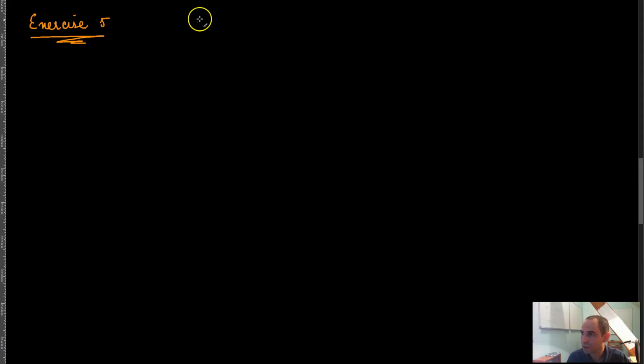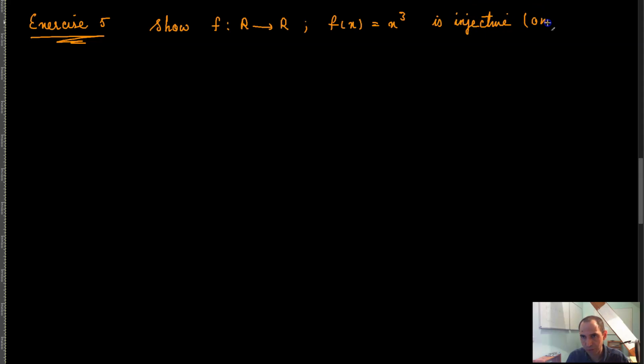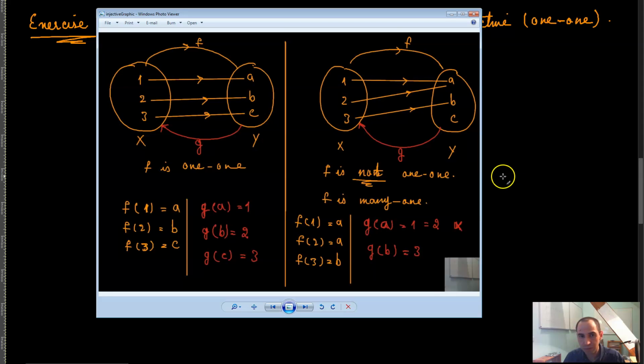Suppose that you want to show that f as a function from R to R, given by f of x is equal to x cubed, is injective. Of course, you know that injective means one-one. One-one means that your function looks like this and not something like this, where, for example, f of 1 is equal to a and f of 2 is also equal to a. f of 1 has to be a, f of 2 has to be b, f of 3 has to be c, and so on and so forth. So that is the meaning of injective.